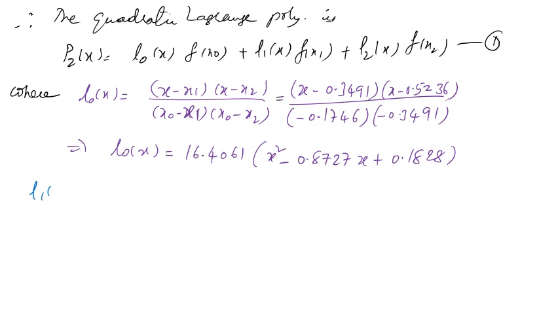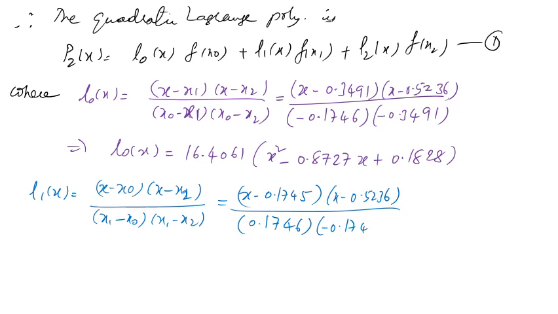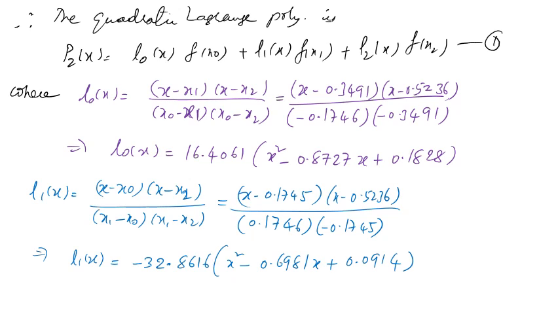Okay, next L1 of x. This is x minus x0, x minus x2, divided by, replacing x by x1, x1 minus x0, x1 minus x2. This is x minus 0.1745, x minus 0.5236, and the denominator value is 0.1745 times minus 0.1745. This implies L1 of x is equal to minus 32.8616 x square minus 0.6981x plus 0.0914.